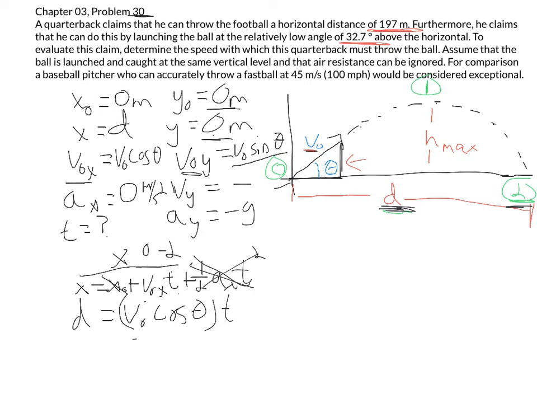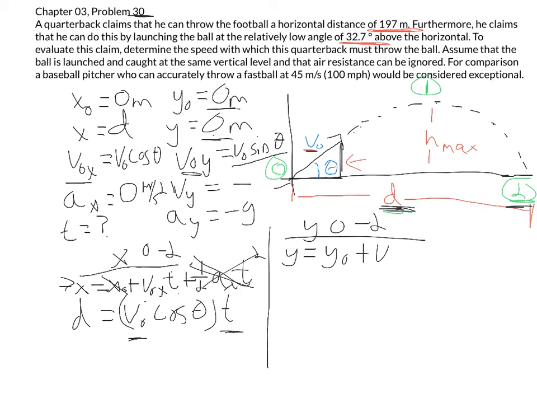Now we don't know v initial and we don't know t, so let's look at the y direction and see if that helps. Again from 0 to 2, I'm going to use the same equation because I want to find another equation with v initial and time in it, so that I can have two equations with two unknowns and use algebra to solve. So: y final equals y initial plus v initial y times time plus 1/2 acceleration in the y times time squared.